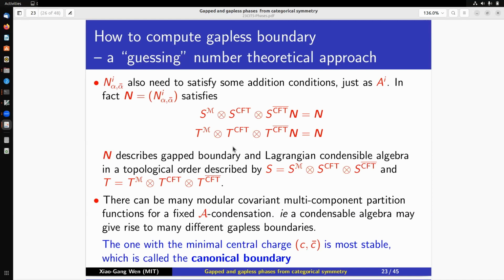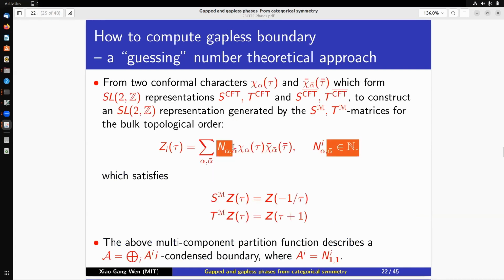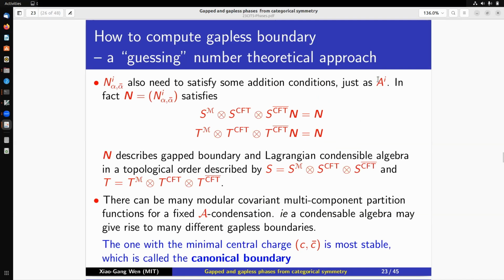So in the following, we'll describe this approach. However, there's another factor which is important. This coefficient is again a non-negative integer coefficient. It is very much like what we have. Remember, A_I is a condensable algebra. A_I satisfies some condition, and this coefficient with this rank 3 tensor is almost like A_I. And in this way you can do the following.